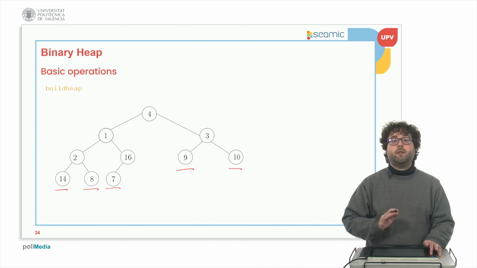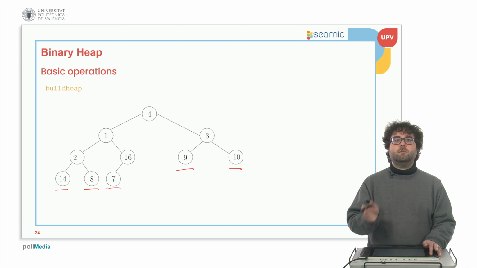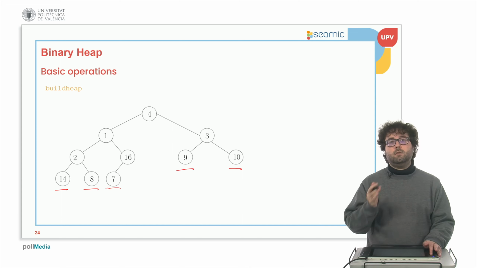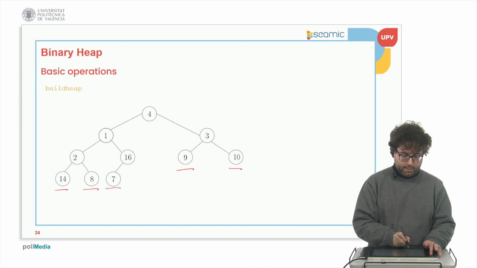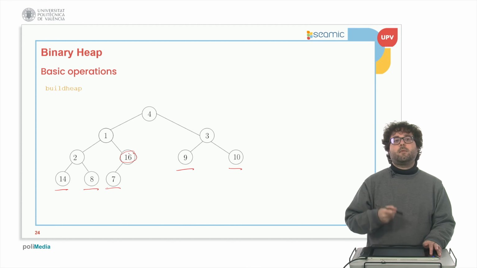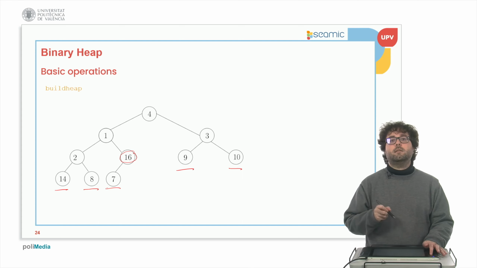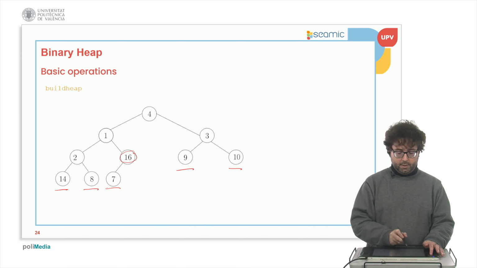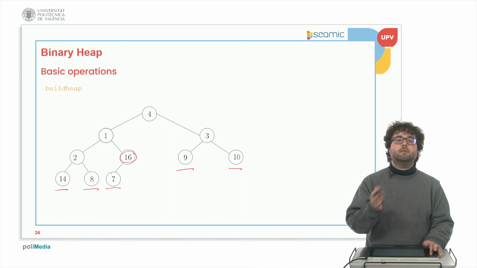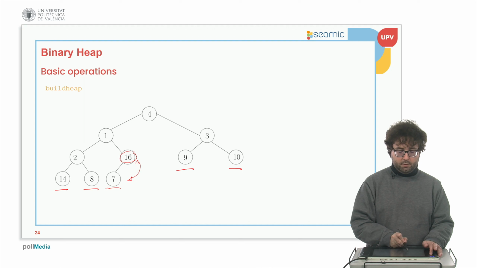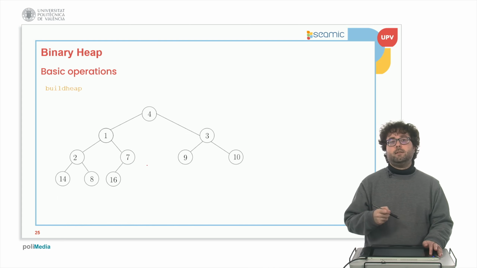In these cases, leaves are already heaps. We don't need to do anything, and we need to look for the first element that is not already a heap. In this case, it will be the value 16. What do we do now? We need to heapify that subtree. We see 16 is bigger than 7, so with the heapify that we have already shown, what we have as a result is swapping the places.